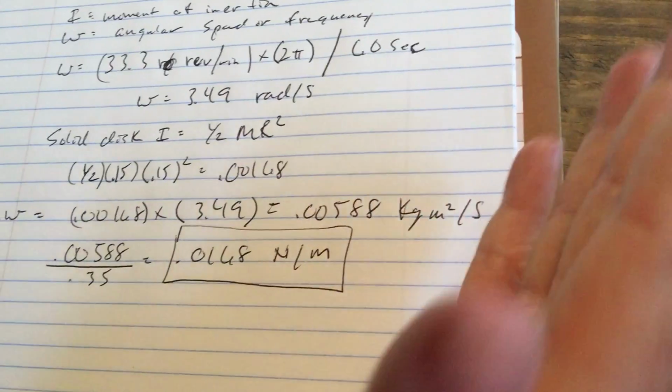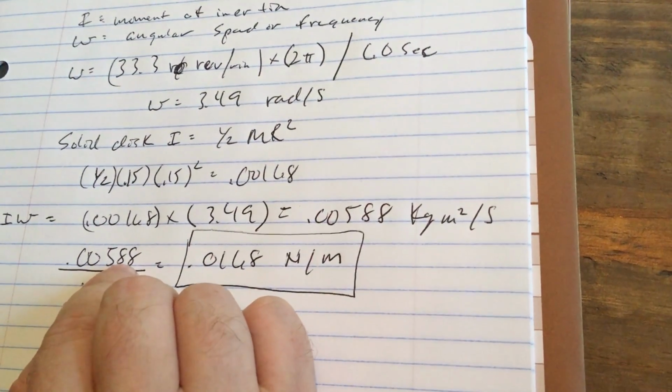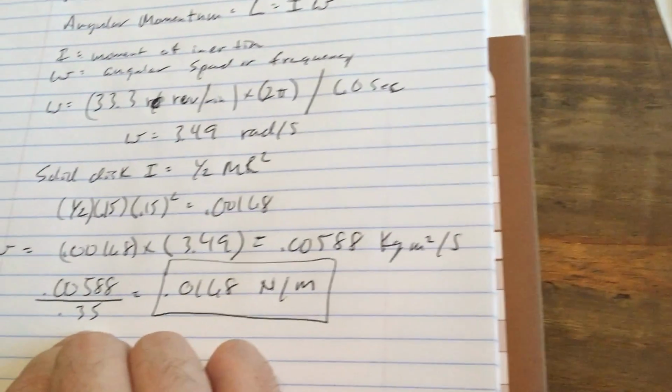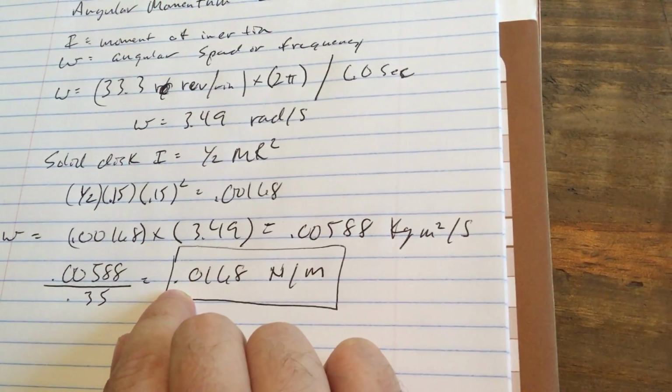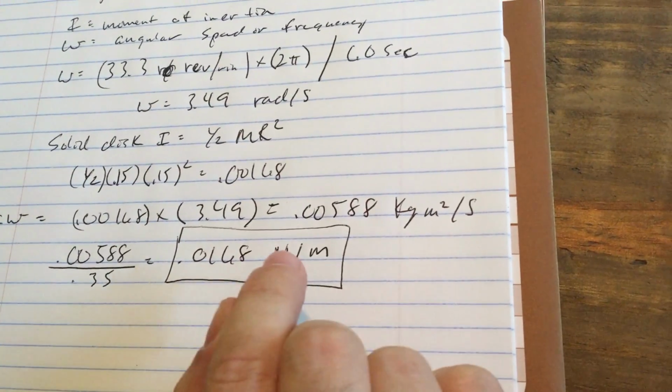So, once again, we have everything we need. We have the angular momentum, and this is our time, 0.35 seconds. So we divide that, and we come up with the total torque being exerted on the record of 0.0168 Newton meters.